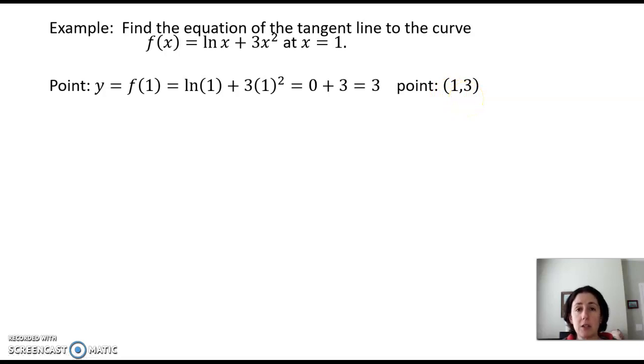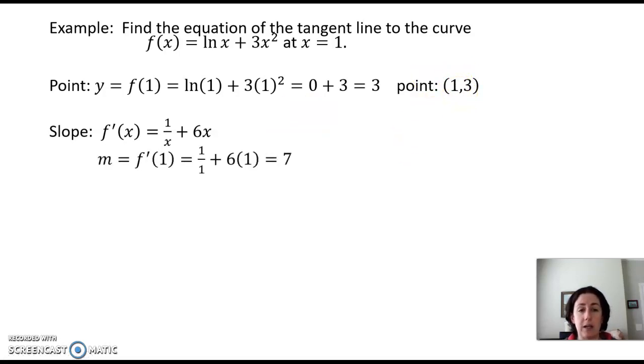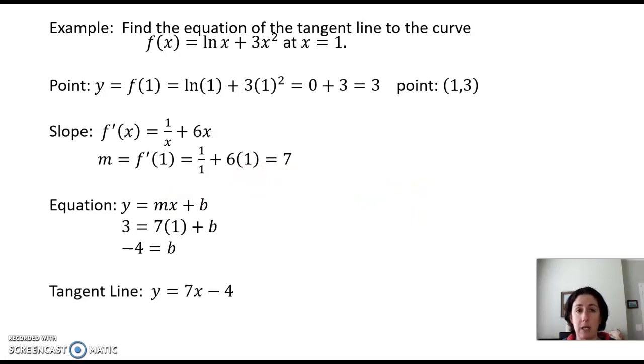Now we need a slope. The slope of a tangent line is found by the derivative. So we'll take the derivative of this function. The derivative of the natural log of x is 1 over x, plus the derivative of 3x squared is 6x. Now remember, the derivative gives you the formula to find the slope of the tangent line at any point. We don't want it at any point. We want it specifically when x is equal to 1. So the slope we're looking for is the derivative evaluated at 1, which is 1 over 1 plus 6 times 1, or 7. So now that we have a slope, 7, and a point, 1, 3, we can now find our equation y equals mx plus b. We'll plug 3 in for y, 7 in for m, 1 in for x, and we'll solve for b. And we get b as -4. So we can put it all together, and the equation of our tangent line is y equals 7x minus 4.